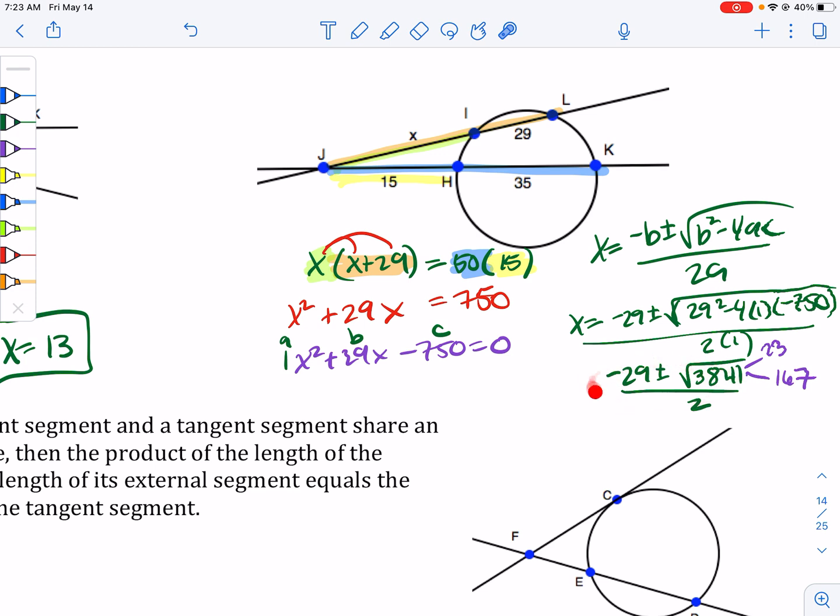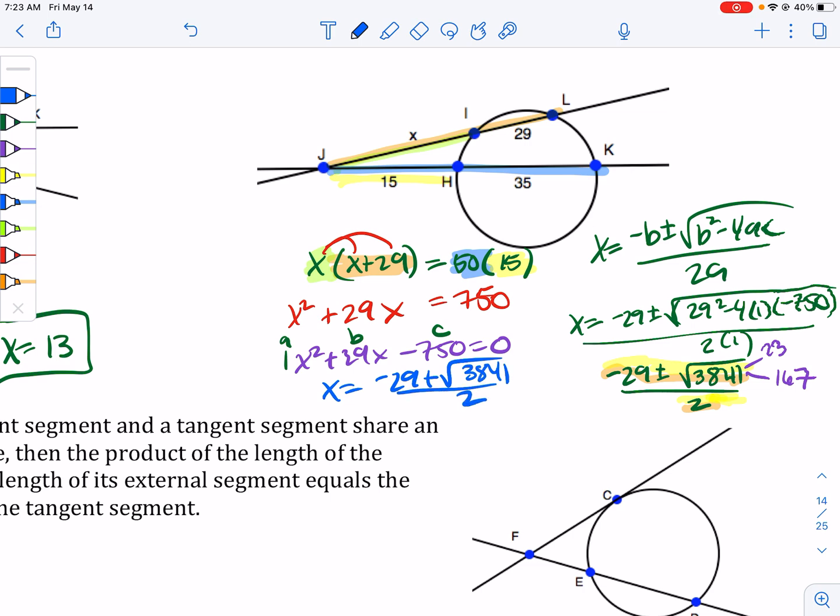Now, this gives us two answers. If we look at this in our calculator, if we do negative 29 plus root 3841 over 2, and negative 29 minus the root over 2, right? Hopefully you can see that the negative version of it will give you a negative answer, right? So I don't actually care about that one because we're talking about a distance and we don't have negative distances. So what I really care about is the negative 29 plus the square root of 3841 over the 2, right? So then our answer here will be negative 29 plus root 3841 over 2.